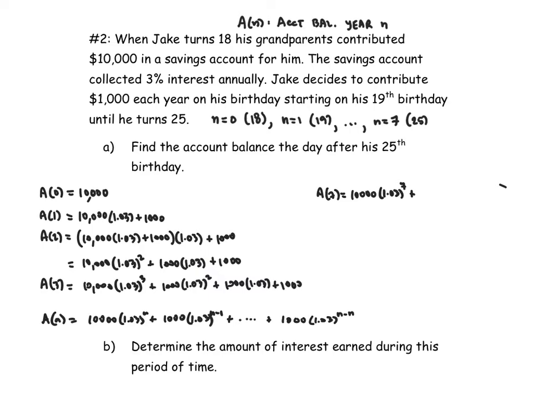We would have the 1,000 times 1.03 that he first contributed, to the 6th, that had 6 years of compounded interest on it. Then the 1,000 that he put in his 2nd year when he was 20, compounded 5 times. And we're going to have all the way down to the 1,000 that he contributed in his 7th year, when he was 25. Let's assume that he contributes in his 7th year, which would be 7 minus 7, which would be 0.